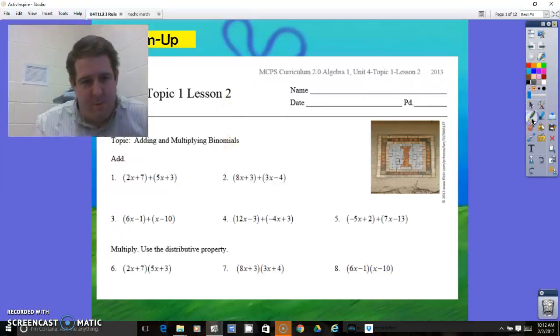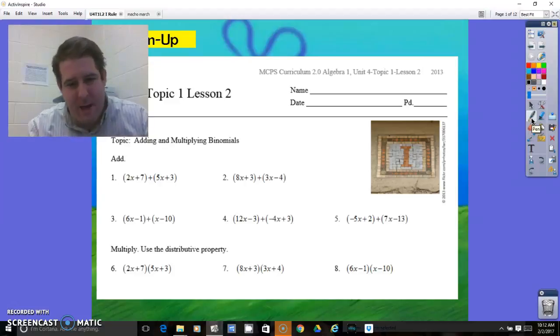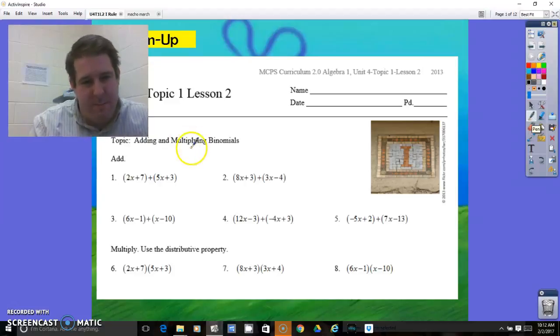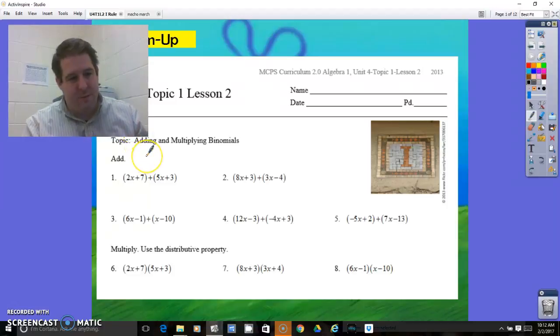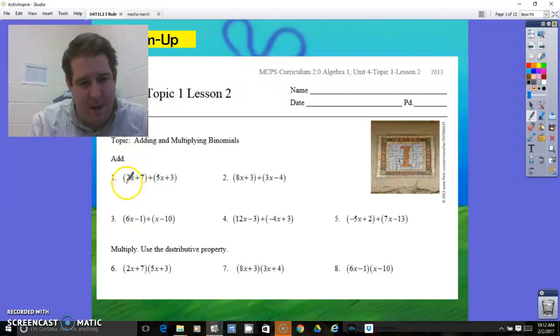We are once again exploring quadratic patterns and modeling them with equations. Starting off with a warm-up here with adding and multiplying binomials. Like in that last video I talked about, binomials means it has two parts, usually split by either an addition sign or a subtraction sign. A coefficient and a variable is all one part because it's all combined. So with 2x and a 7, those are two different parts, which makes it a binomial.